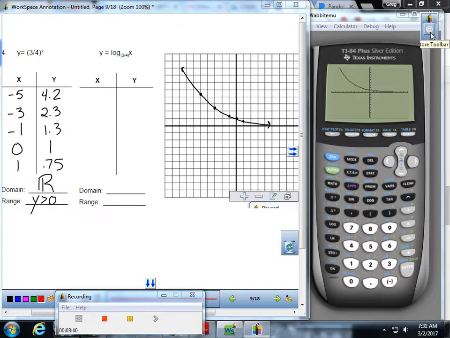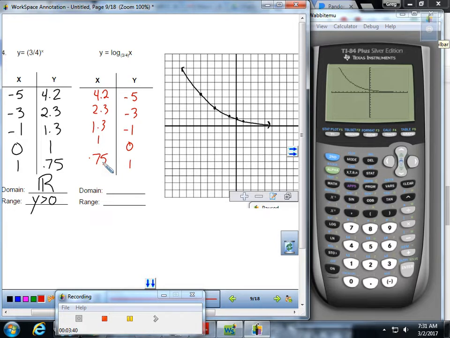Okay, so now, here's where the strategy comes in. I could teach you how to type this in your calculator and graph it. I think that is completely a waste of time, because we already know that they're inverses, and we know how to handle inverse functions. What do you do? You just make your x's into y's, right? So -5, -3, -1, 0, and 1. And then you make your y's into x's. 4.2, 2.3, 1.3, 1, and 0.75.